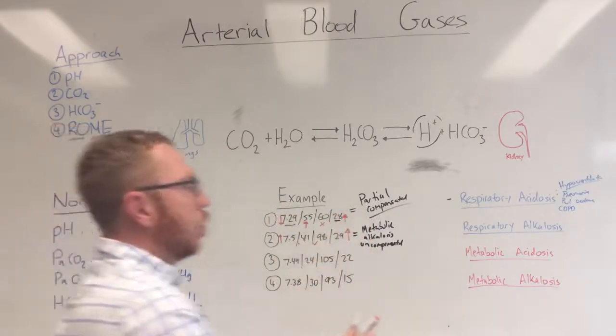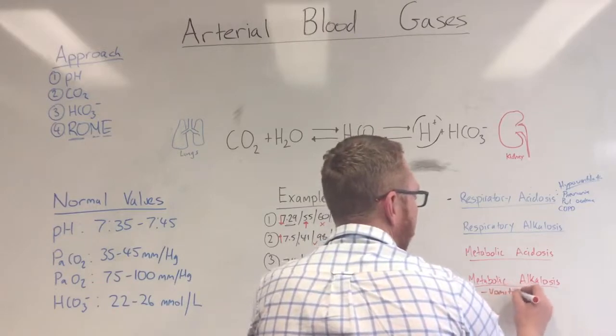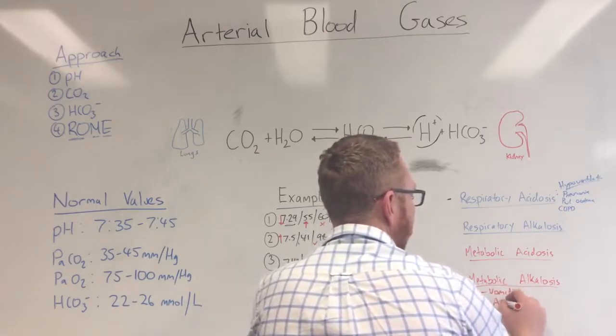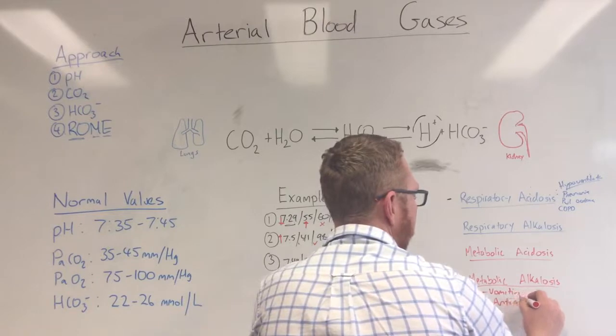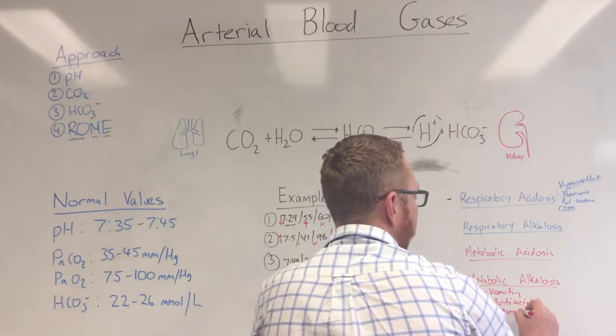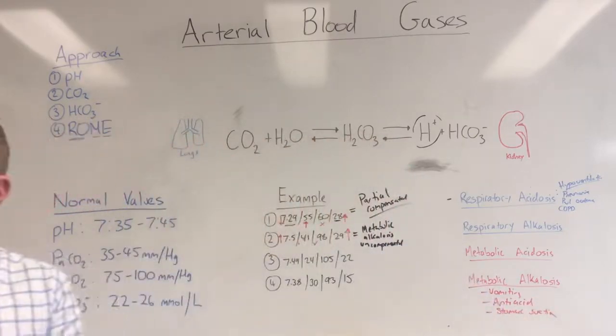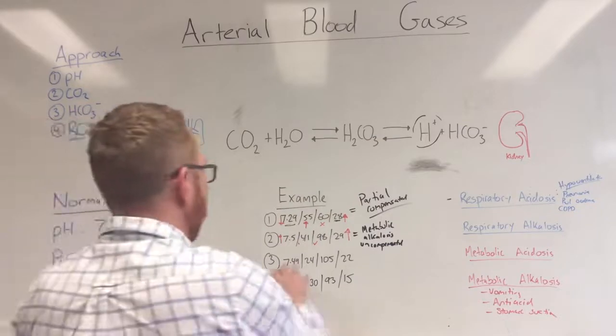And we said some of the causes for metabolic alkalosis would be vomiting, antacid use, or maybe stomach suctioning. So that's the second one done. Okay, let's move on to this one.